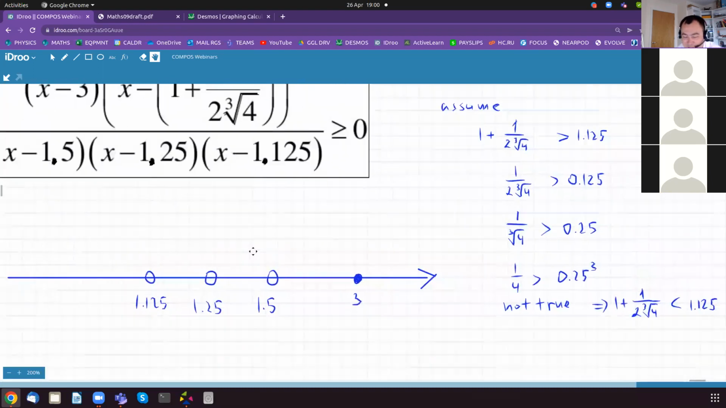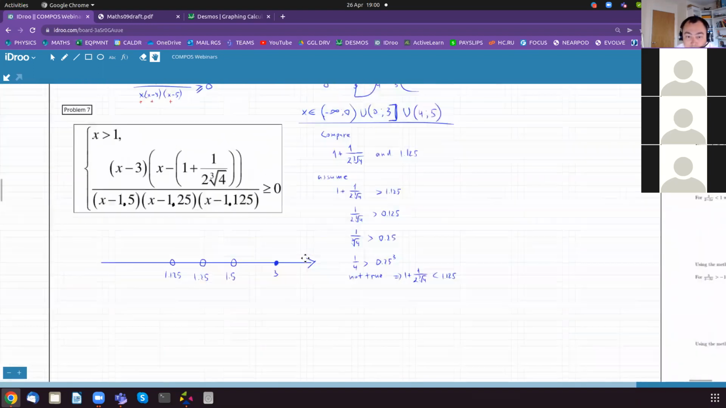I'll just double check this on the calculator. So 1 plus 1, it's 0.25 cubed.